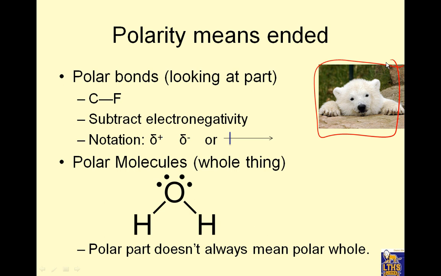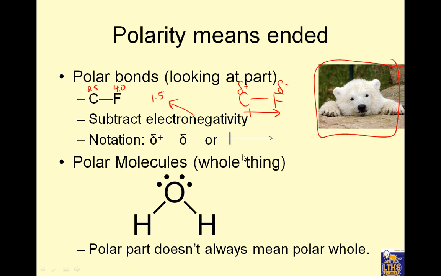So, polar bonds means, let's look at the part. Carbon's got an electronegativity of 2.5, fluorine's 4.0. So what's the difference? 1.5. If the difference is 1.5, that means this is a polar bond. You subtract electronegativity. Once you know the difference and find out it's a polar bond, you could draw a dipole arrow pointing to the more electronegative one, and you could put a partial negative charge and a partial positive charge on those atoms in that bond. That's looking at a bond.